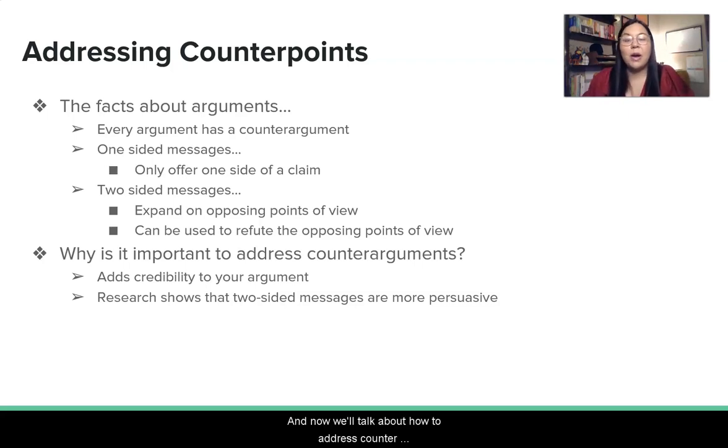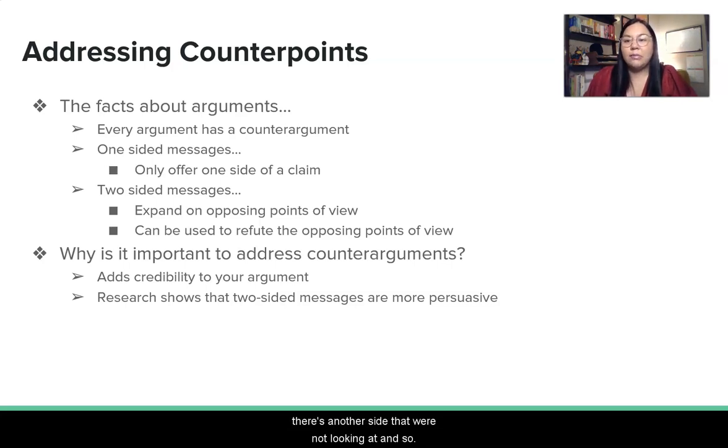And now we'll talk about how to address counter arguments. Counter arguments are arguments that are on the opposing side of your claim, what you're arguing for. Let's talk about some facts about arguments. Every argument has a counter argument. There's another side that we're not looking at.